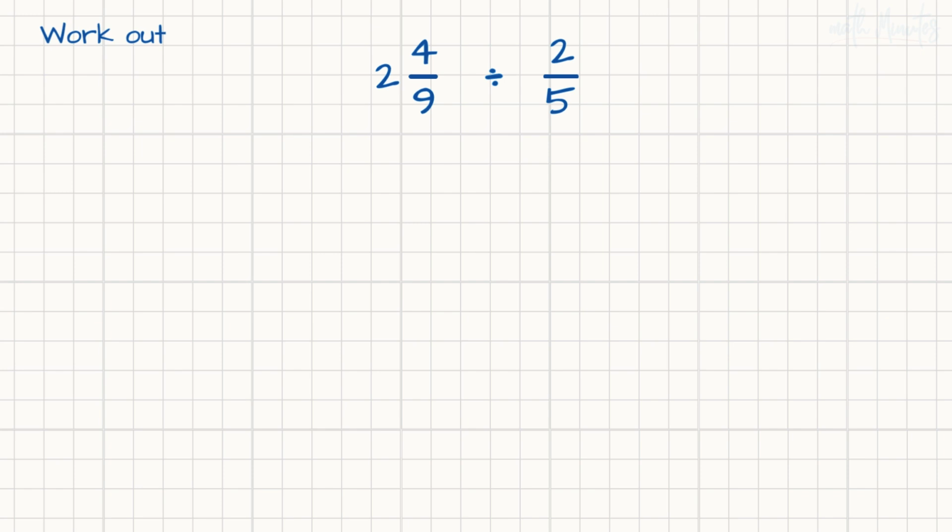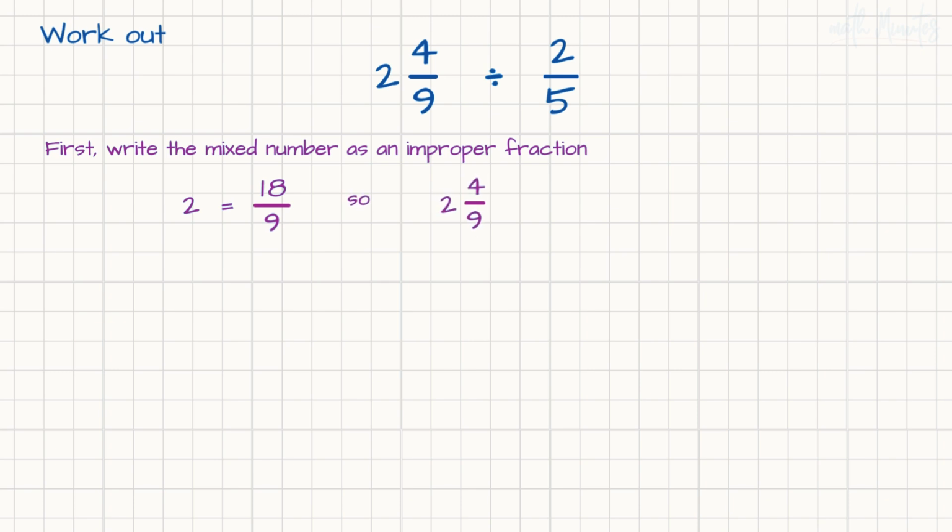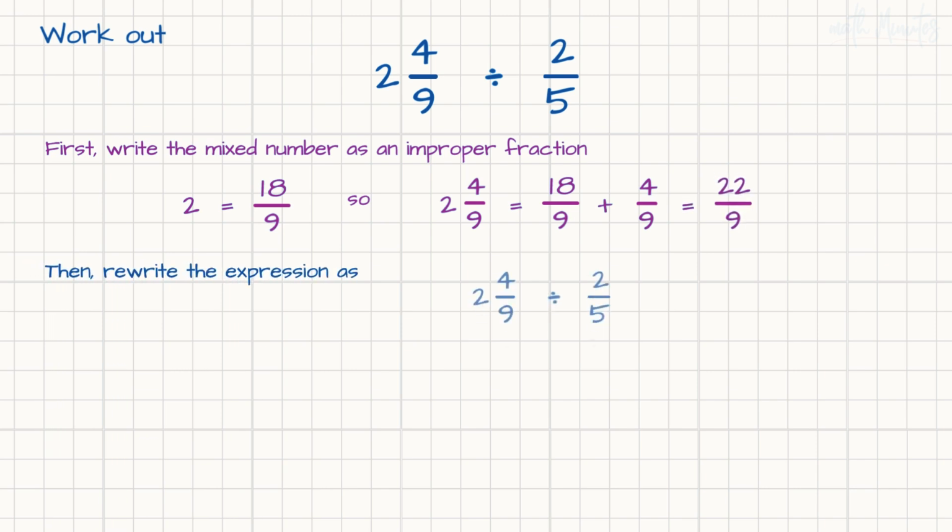Done? Okay, let's get solving. We write the mixed number 2 4/9 as an improper fraction. The denominator of the fraction part is 9, so write the number part as 2 equals 18/9. Then 2 4/9 equals 18/9 plus 4/9, which equals 22/9. Rewrite the expression as 22/9 divided by 2/5.